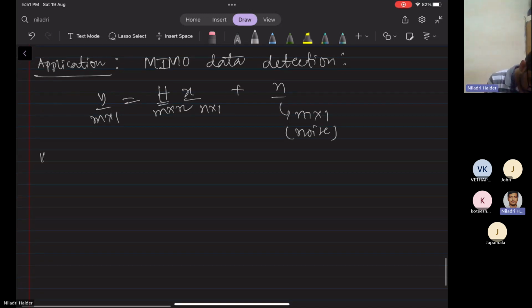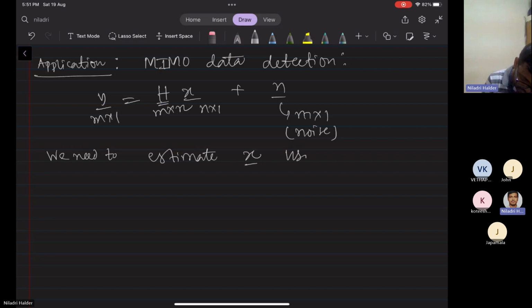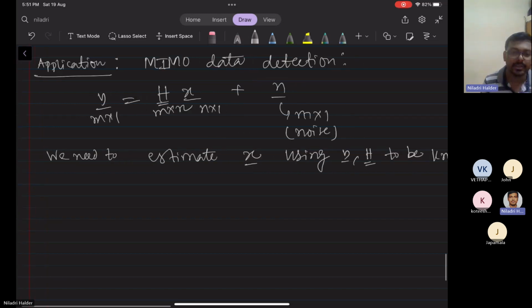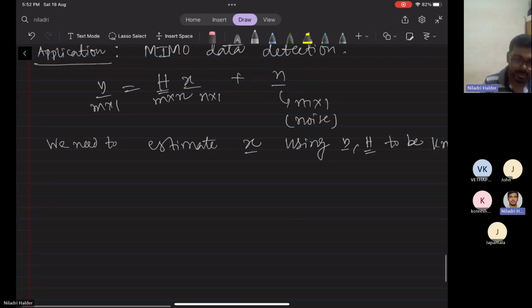Now we need to estimate x using y comma H known. So we know y, the measurements, and H is the channel matrix. So the channel matrix and measurements we know. Now how to estimate x?